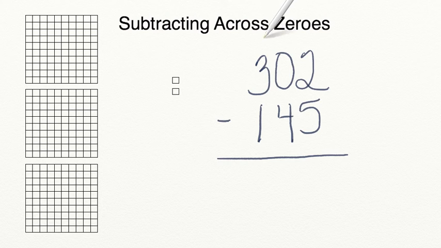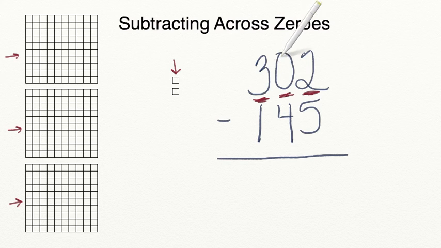Now, as you can see, using our manipulatives on the side of our screen, we have 2 1s units, we have 0 tens blocks, and we have 3 100s blocks. Now we're going to use these manipulatives to practice our subtraction. So our first step is to subtract 5 from 2. But we only have 2 1s, so we can't subtract 5.